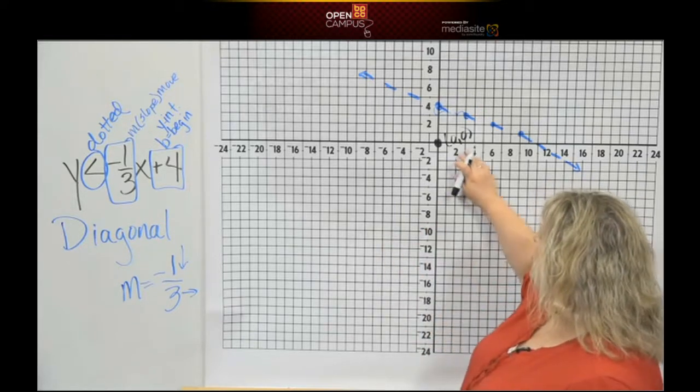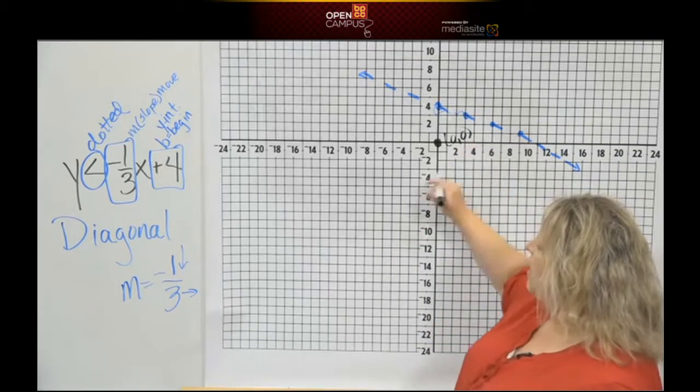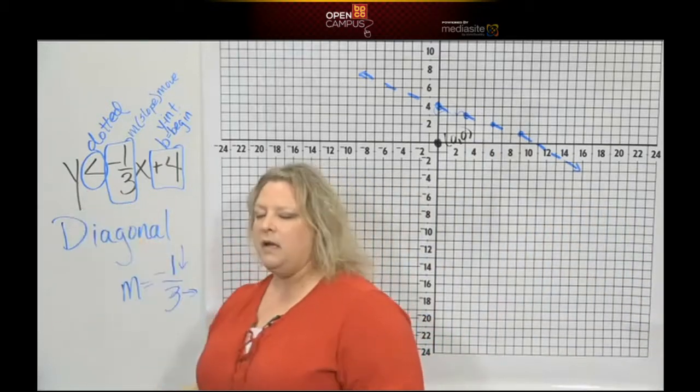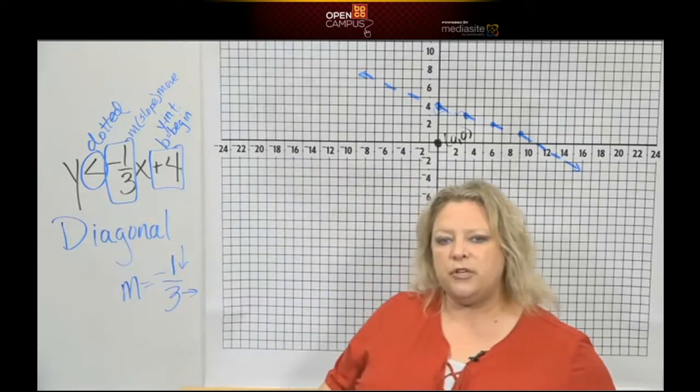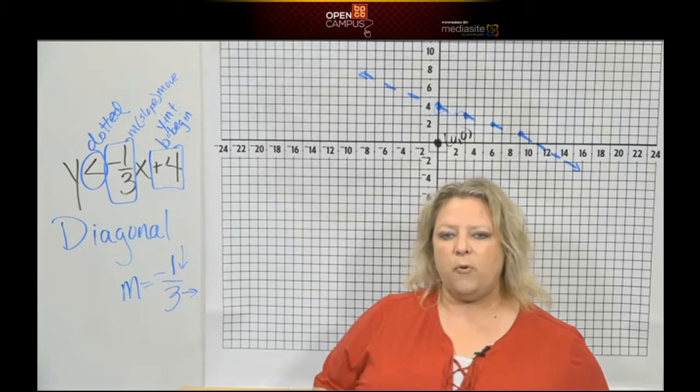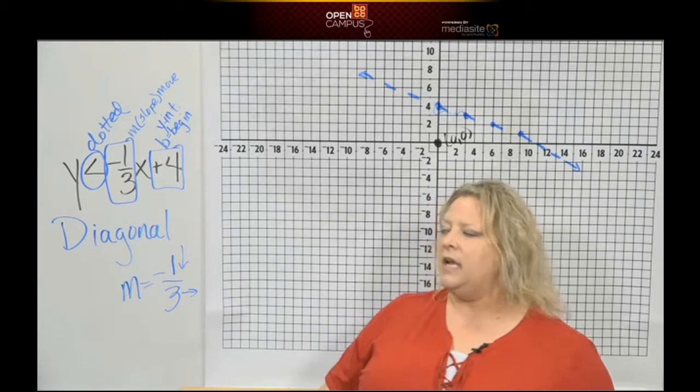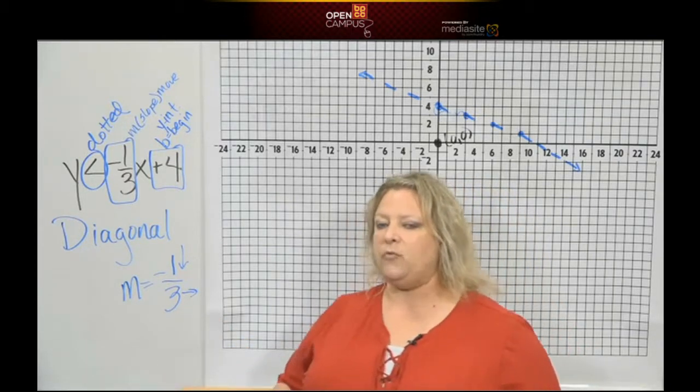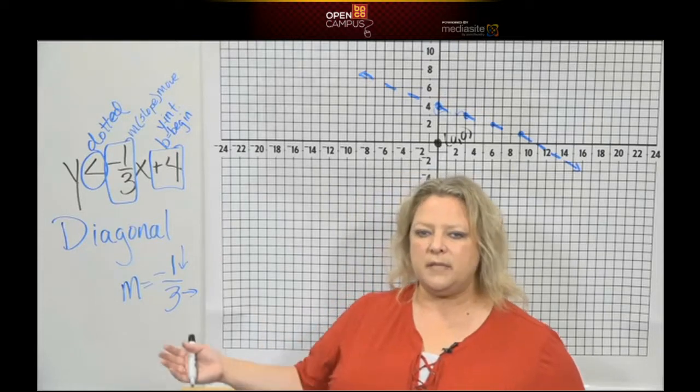Now, what happens when I test this? To test your point, you're going to take your x value and your y value, you're going to plug them in and see if it works. If it comes out true, then you pick the correct point and you shade there. If it comes out false, you pick the wrong point, so you shade on the opposite side.